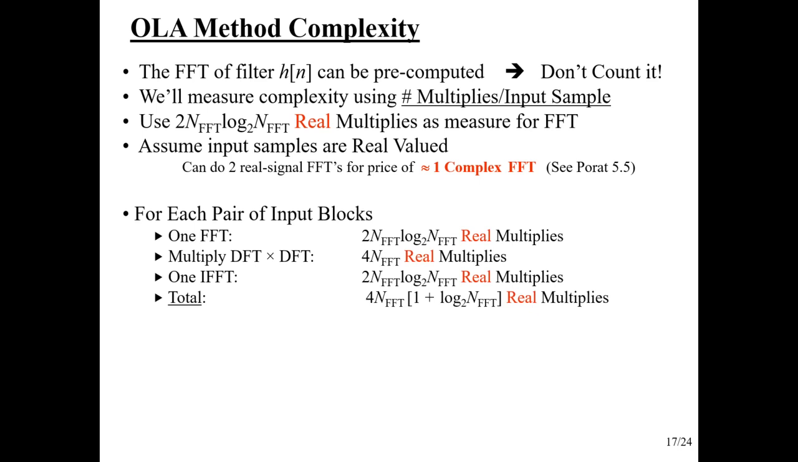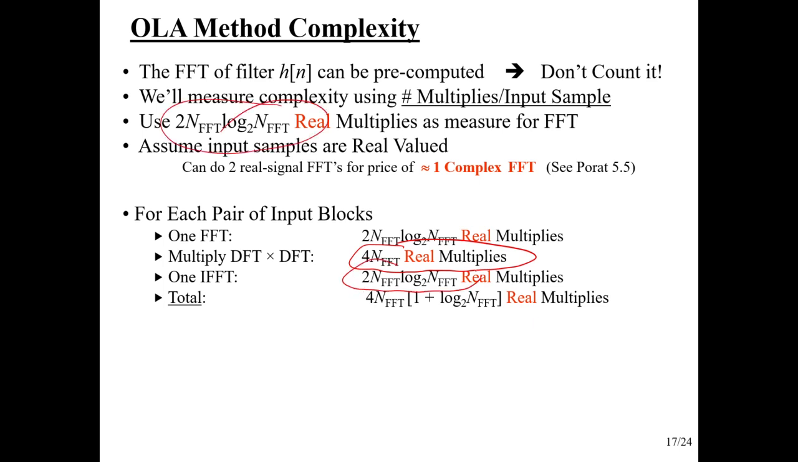So now let's just account for things. For each pair of input blocks, because we can do 2 blocks with 1 FFT, we're going to put our 2 blocks into this thing and compute 1 FFT on those. It's just a trick. And so we'll use this accounting. So we have that many real multiplies to process 2 input blocks. Then we have to multiply the FFTs. So there'll be 4 N_FFT real multiplies. And then we have to do an inverse FFT, which is going to cost us the same as that.